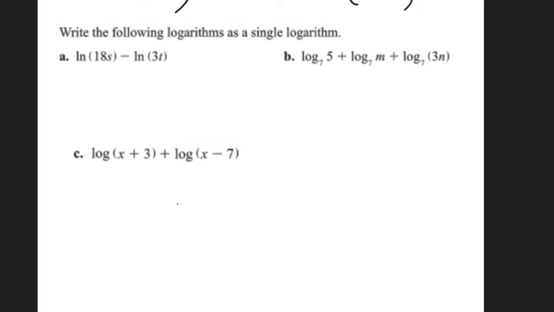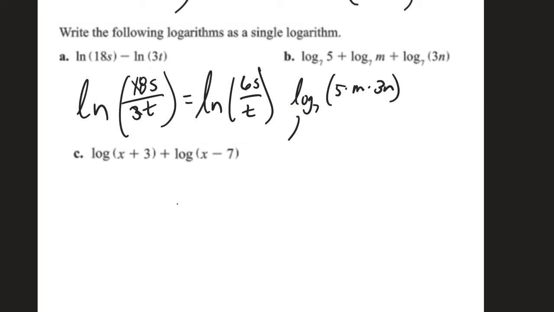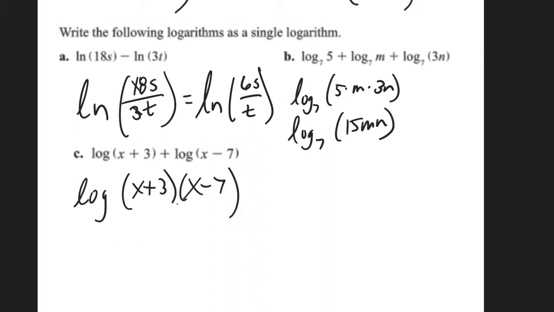Okay, so let's look at the very first example. I have the natural log, open parentheses, 18s over 3t. The only thing is, once I put this in a quotient form, I realize I can simplify some of this and actually write this as 6s over t. For B, we have lots of multiplying going on. We have the log base 7 of 5 times m times 3n, and I can simplify this and make this 15mn. The third one, log base 10, we won't write that, x plus 3 times x minus 7. Be prepared to multiply those out to have the log of x squared minus 4x minus 21. Okay, let's go to the next page.